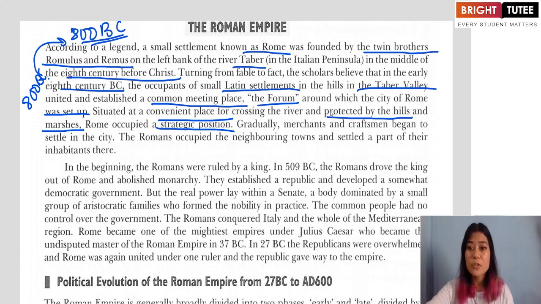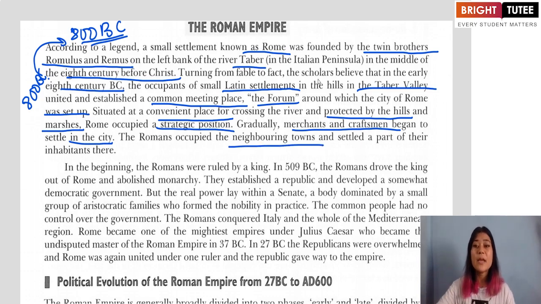Gradually, over the period of time, merchants and craftsmen began to settle in this city. They began to move into the city and do their work. The Romans occupied the neighboring towns, and over time, the people living in Rome began to occupy the neighboring towns. They began to expand their city, and with that expansion, slowly, they became bigger and bigger.